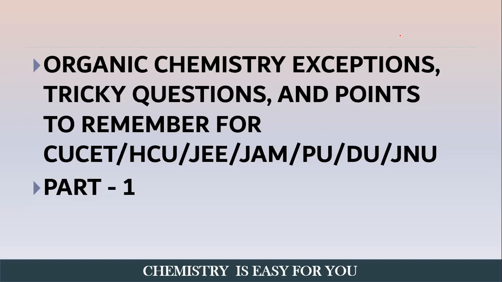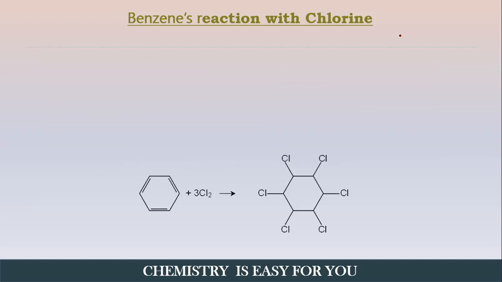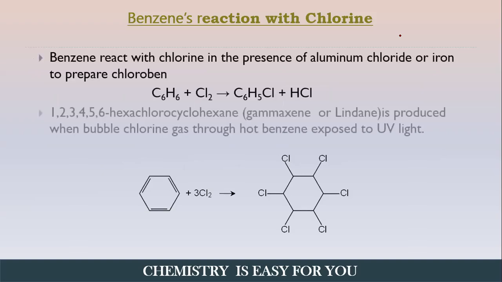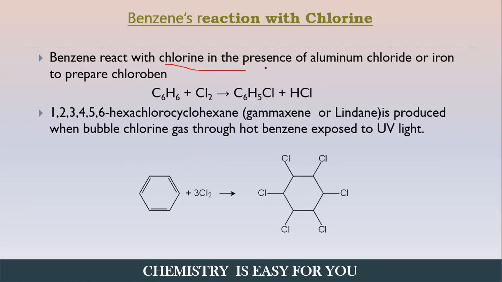So let's start. The first thing is benzene's reaction with chlorine. Let's take a look at all the points. Generally, when benzene reacts with chlorine in the presence of aluminum chloride or iron, we get chlorobenzene. Generally, C6H6 plus Cl2 gives C6H5Cl plus HCl.